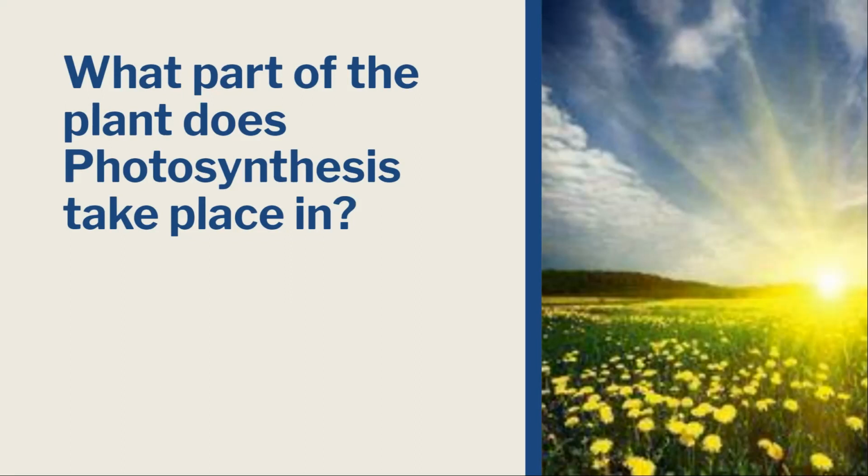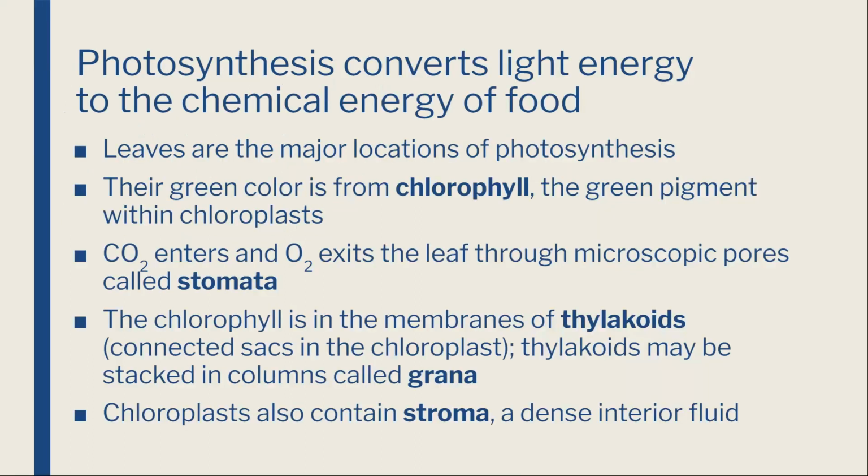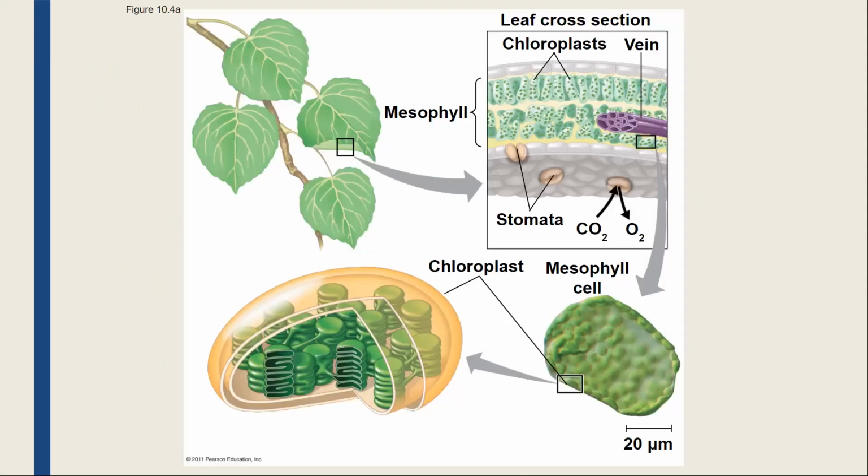So when we think about photosynthesis, we want to think about where in the plant photosynthesis takes place. It's really the green parts of the plant, primarily the leaves. So we need to take a close look at the structure of the leaves. The leaves are green because they contain chlorophyll, and chlorophyll is the green pigment that is found inside the chloroplast. So we look at the leaf structure.